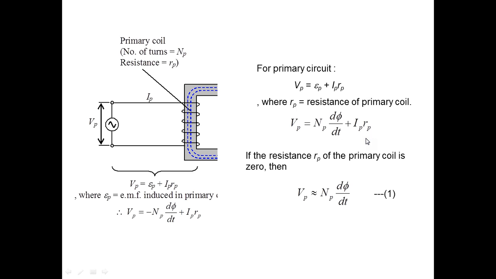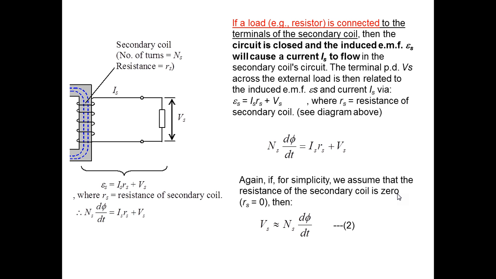If we now assume the resistance of the wires to be small, we can then say that the applied potential difference is very close to the EMF, where the EMF in the primary coil is given by the number of coils times the rate of change of magnetic flux. So let this be equation number 1 for the coil on the left hand side. For the coil on the right hand side, we repeat the same picture.